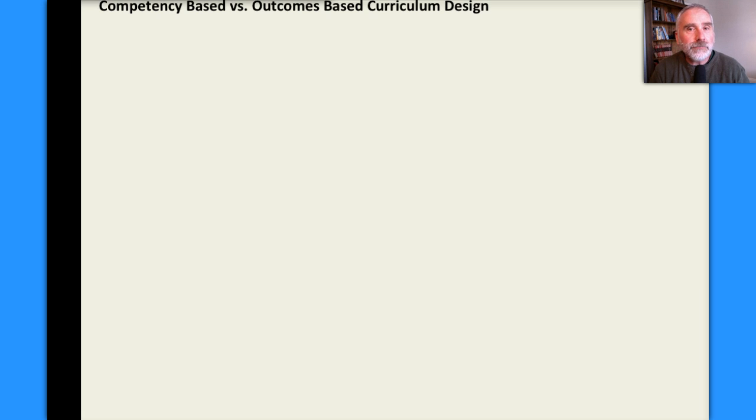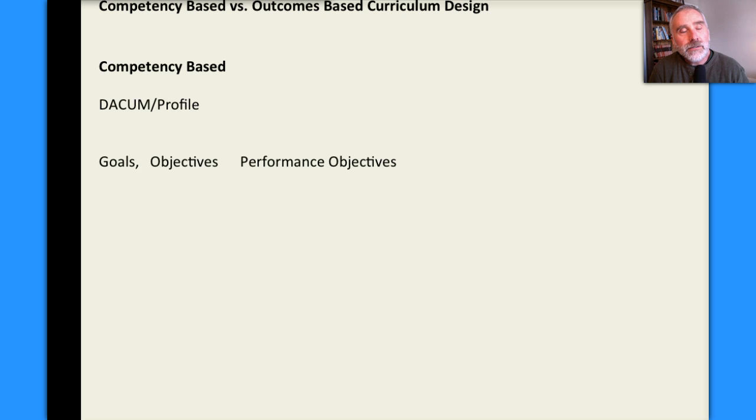Okay, so let's take a look. Competency-based versus outcomes-based curriculum design. If you're looking at competency-based, you're going to be using a DACUM, which is a fancy word, an acronym for Design a Curriculum. Another term for it is a course profile. On this, you have goals, objectives, and these become performance objectives, which is a topic for another Kitchen Table Teaching in the future.